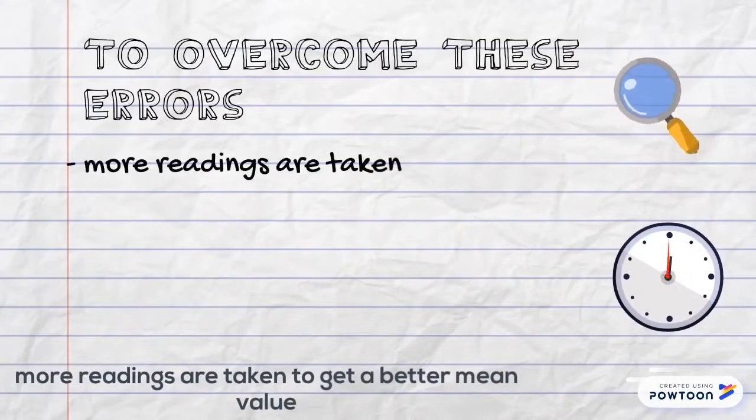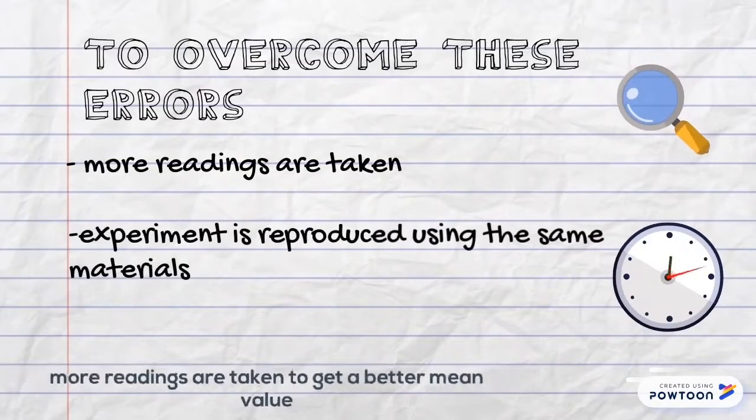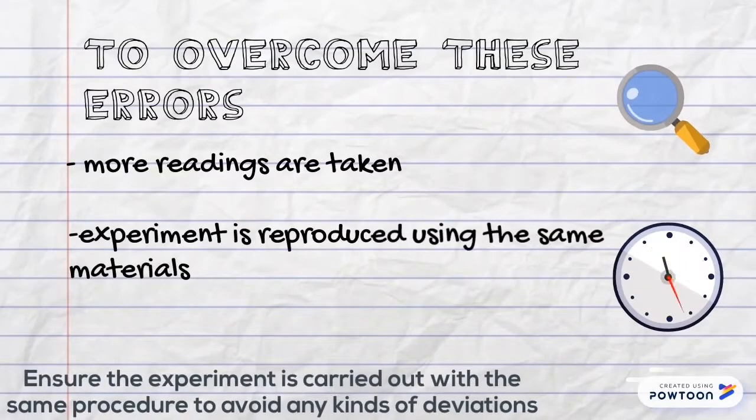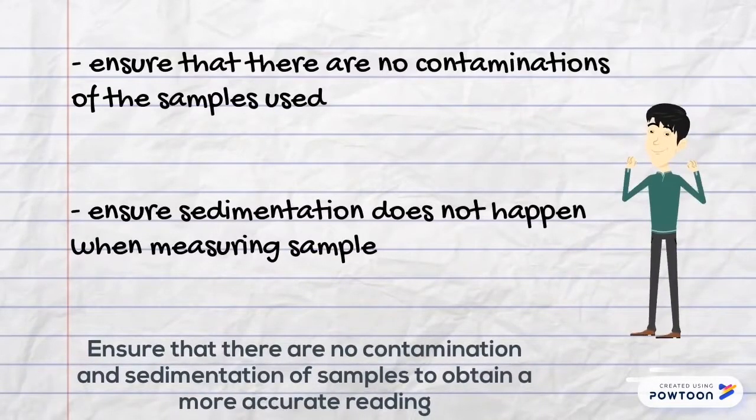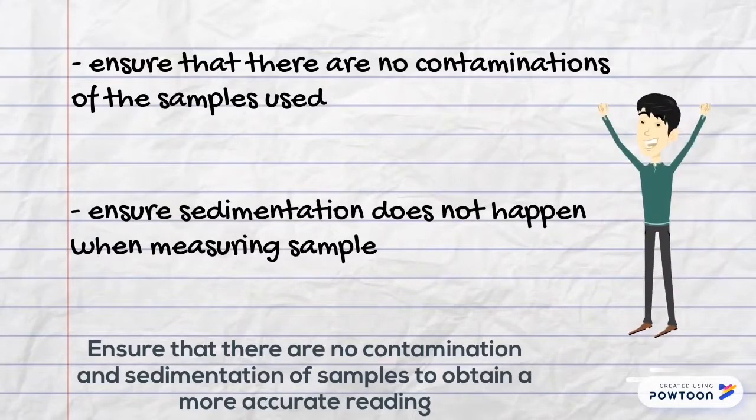More readings are taken to get a better mean value. Ensure the experiment is carried out with the same procedure to avoid any kinds of deviation. Ensure that there is no contamination and sedimentation of samples to obtain a more accurate reading.